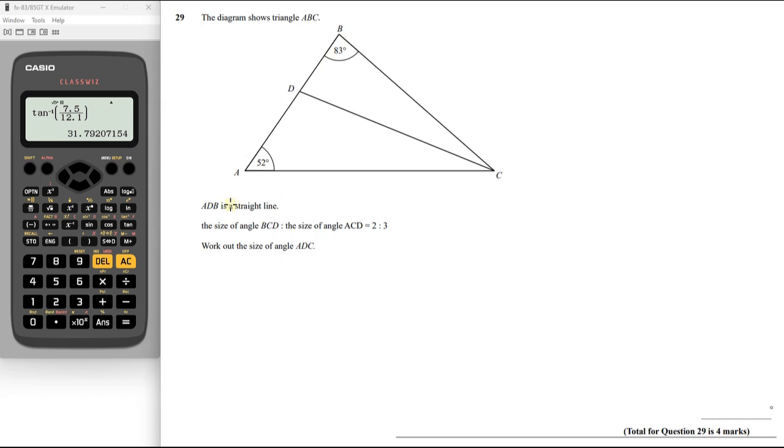Question 29. The diagram shows triangle ABC. ADB is a straight line. The size of angle BCD to the size of angle ACD is 2 to 3.